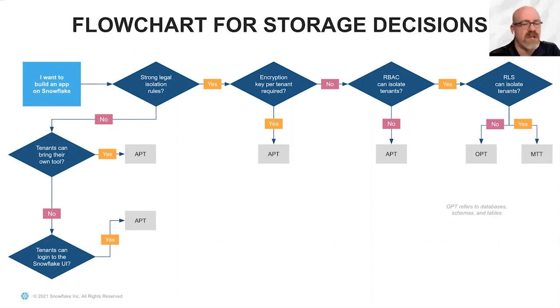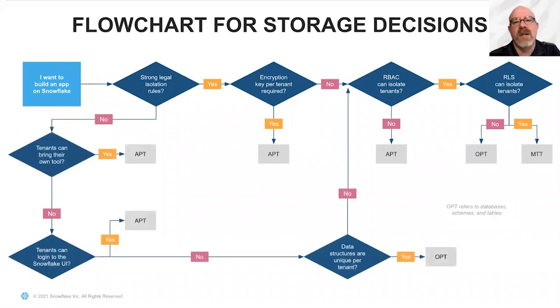But if those two really don't come into play, then you're going to go back to, what am I more comfortable with? Is RBAC enough for me to isolate tenants? Am I comfortable with row level security? What is the scale that I'm trying to support? All of those things are what you're going to ask yourself when figuring out what's the right model for you, as well as, are the data structures unique per tenant? Because that's going to direct you into an OPT approach as well.